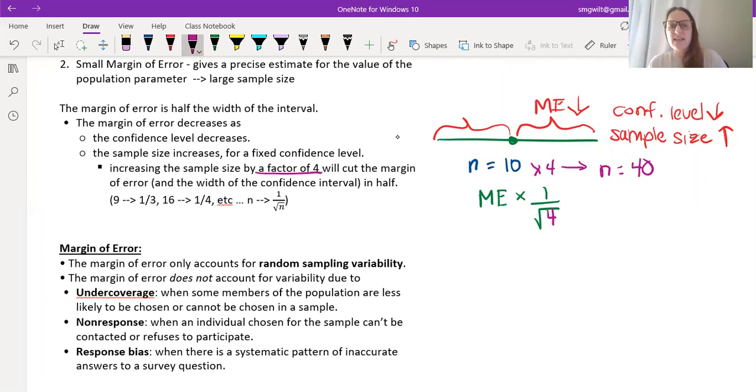Okay, so let's say that my margin of error was, I'm just going to use 1 because it's easier. So if my margin of error was 1, then by increasing my sample size by a factor of 4, it is going to cut my margin of error in half, because 1 over the square root of 4 is 1/2.